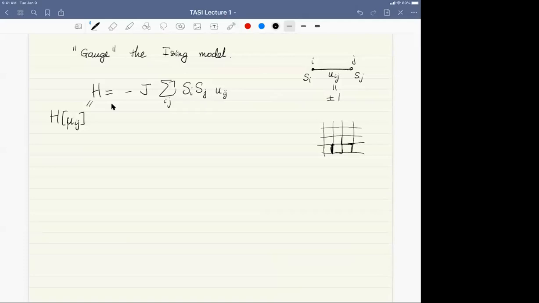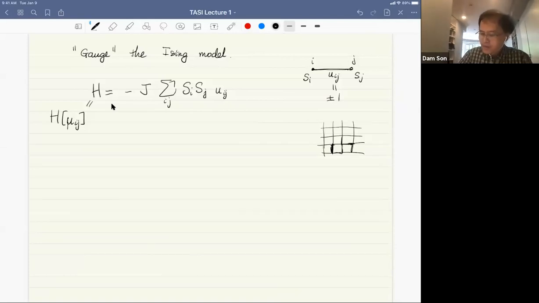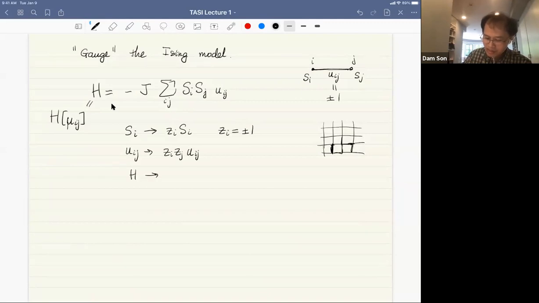Got it, okay. Yeah, so there are 2 to the power of 2N configurations of U, and the Hamiltonian depends on these configurations of U. Got it. But as you see, there is a gauge invariance similar to the gauge invariance in gauge theory. Namely, we can make a gauge transformation that multiplies S^z_i by some Z_i times S^z_i. Z_i is again equal to either plus or minus one, and U_ij goes to Z_i Z_j U_ij. The Hamiltonian will remain the same.